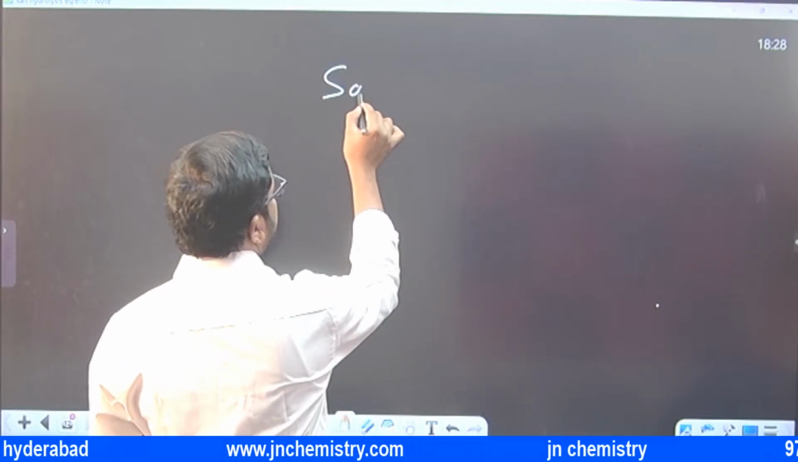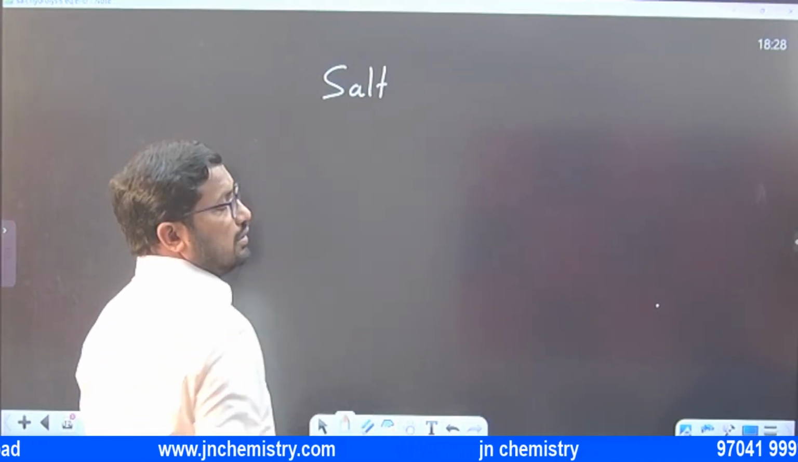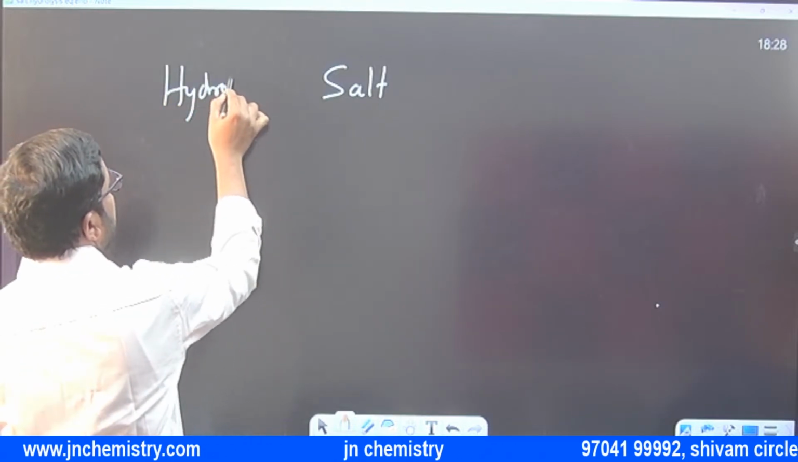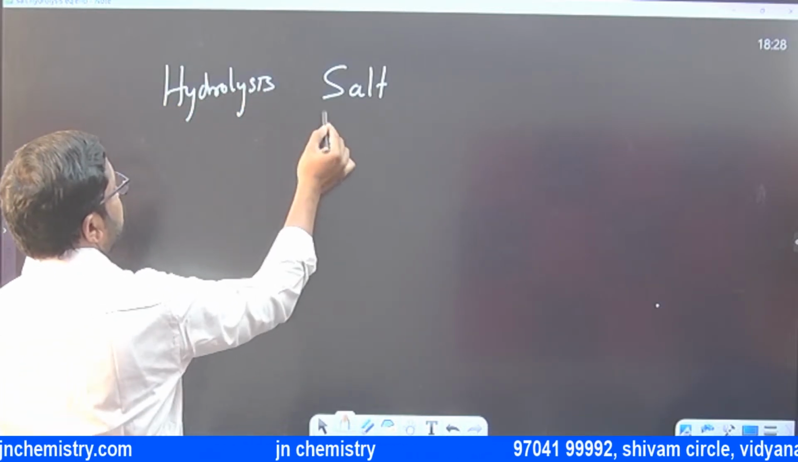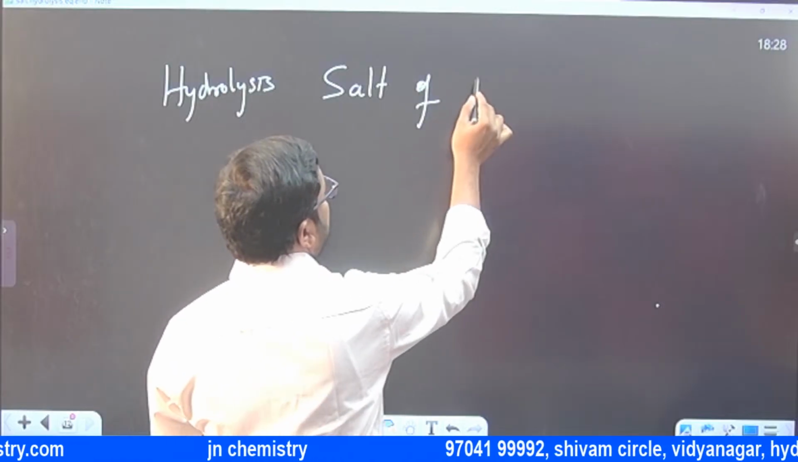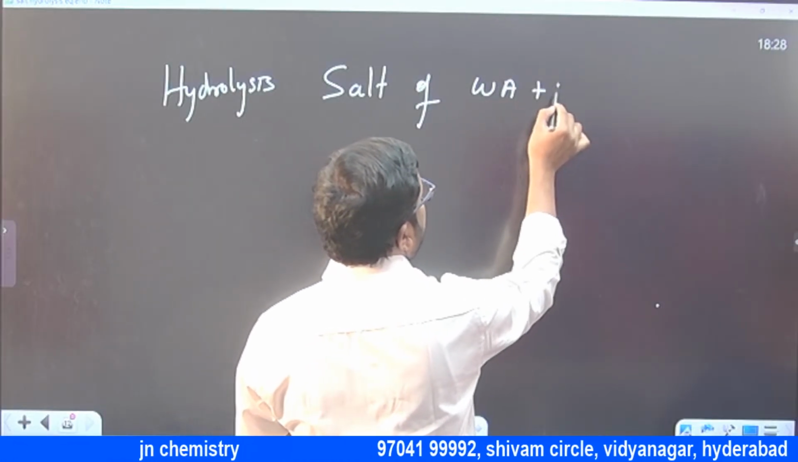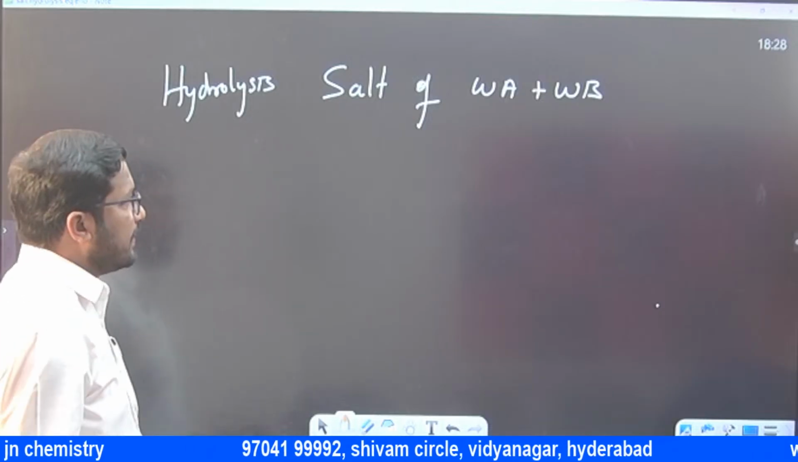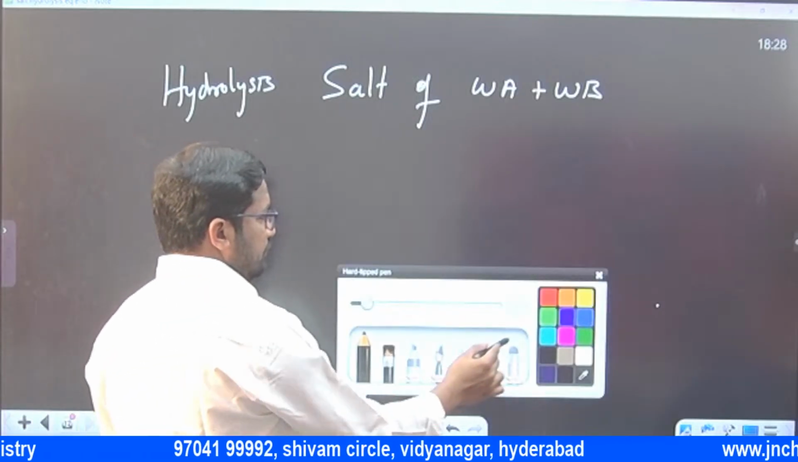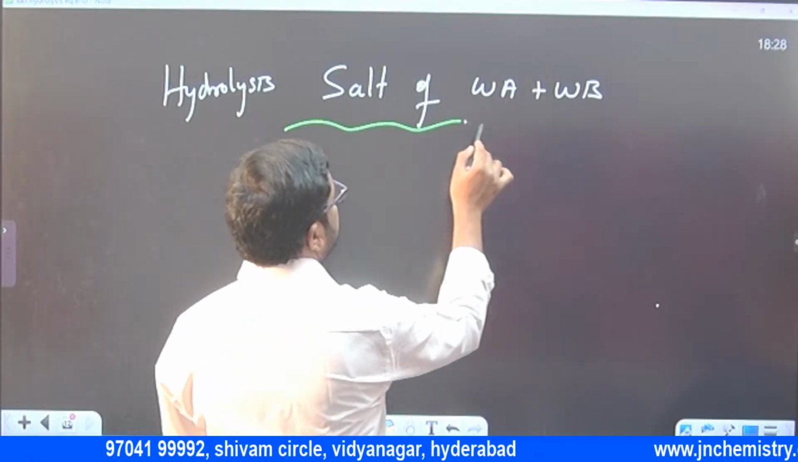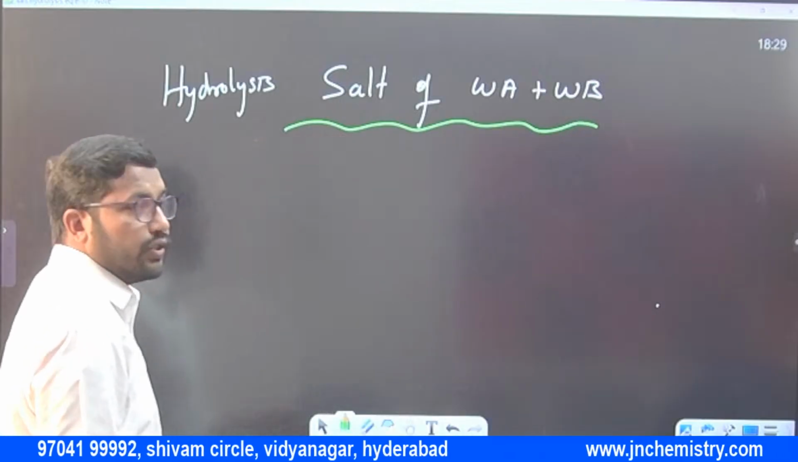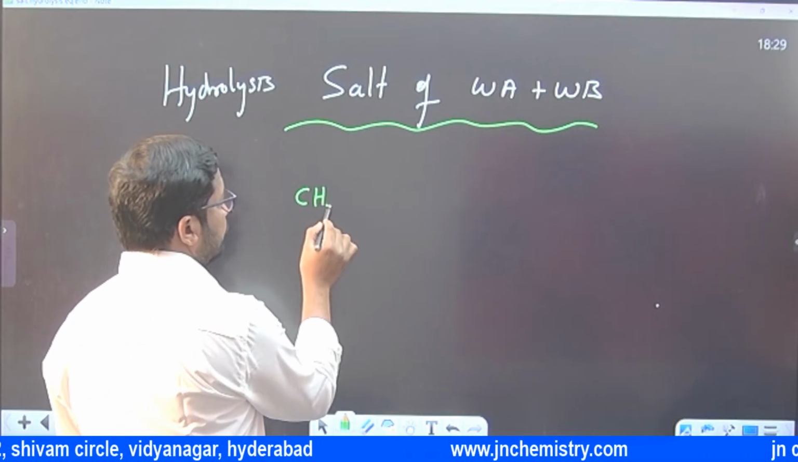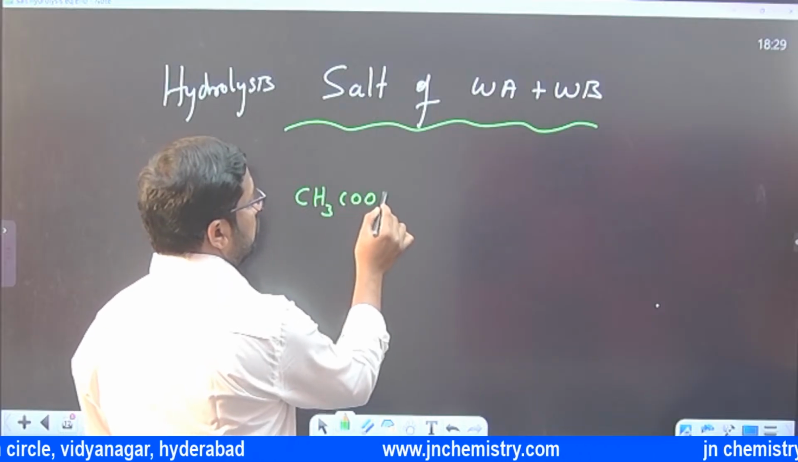Put the heading: hydrolysis of salt of weak acid plus weak base. Okay. So example which we can take over here, CH3COONH4.